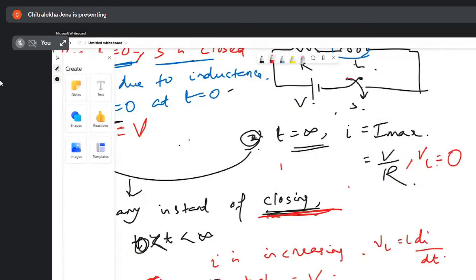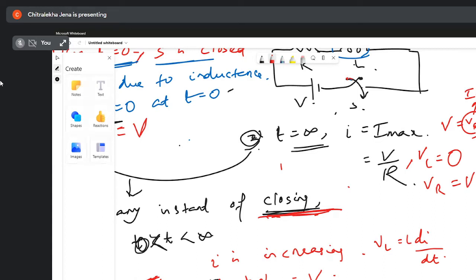Okay. At that time, V is equal to how much? Same KVL equation is valid. VR plus VL is equal to V. What is my VR? VR is my maximum, that is equal to I into R. So what is my VR? VR is equal to how much? Tell me. VR is equal to I into R.